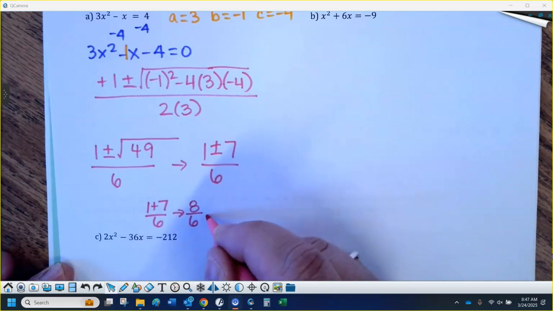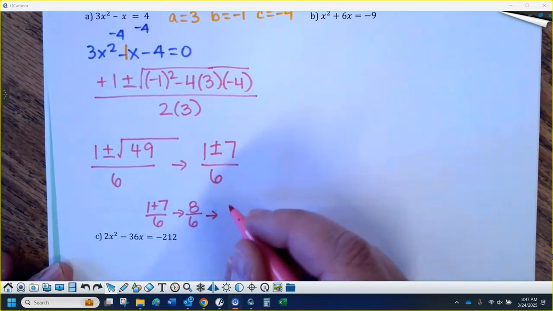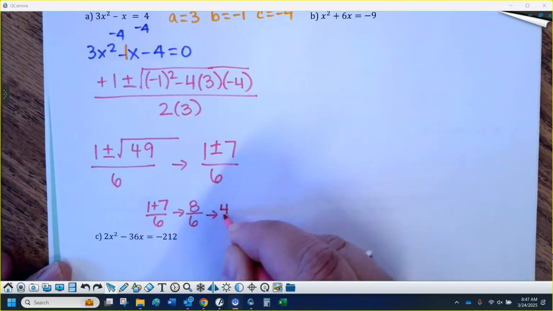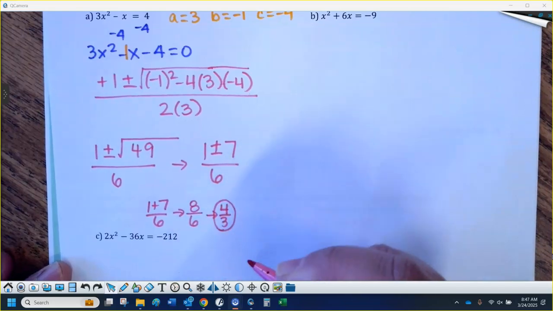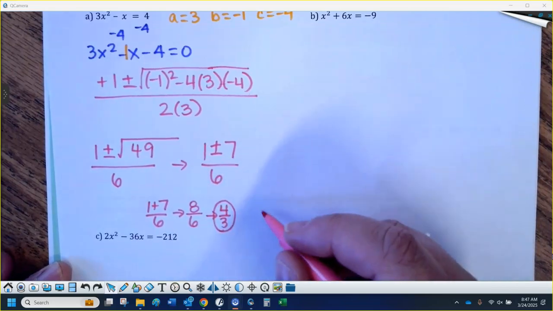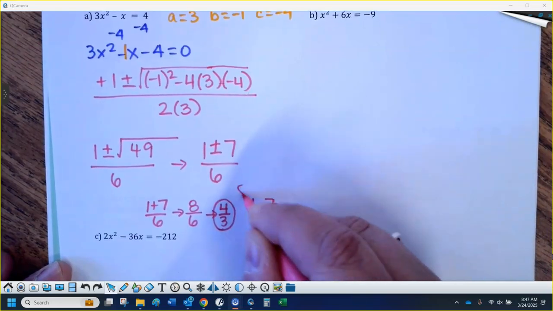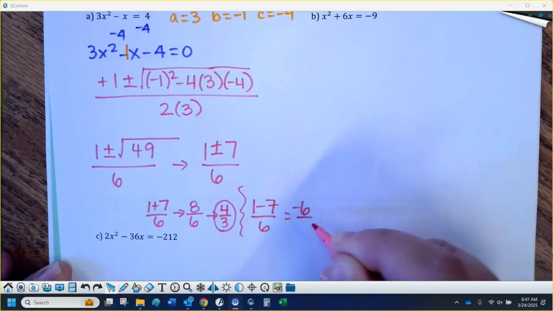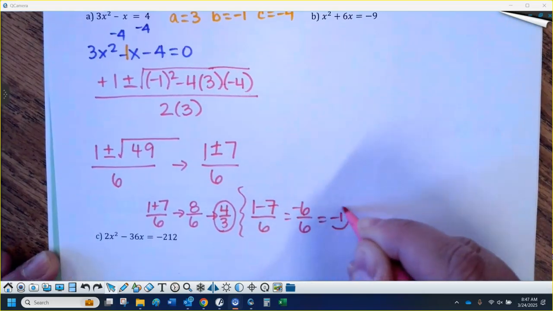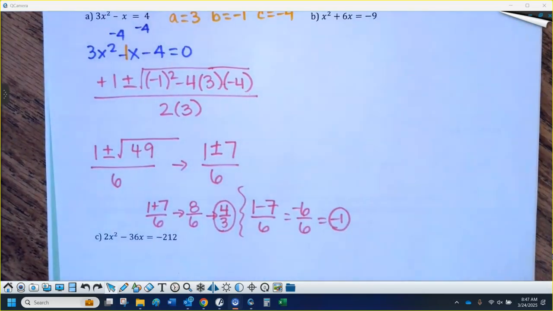And then that's not a nice number to divide, but I can reduce that fraction. Both of those are divisible by 2. That'd be 4 over 3. Then my other answer, I would do 1 minus 7 divided by 6. That gives me negative 6 over 6, which does actually divide out nicely. That would be negative 1. So those are my two answers, 4/3 and negative 1.